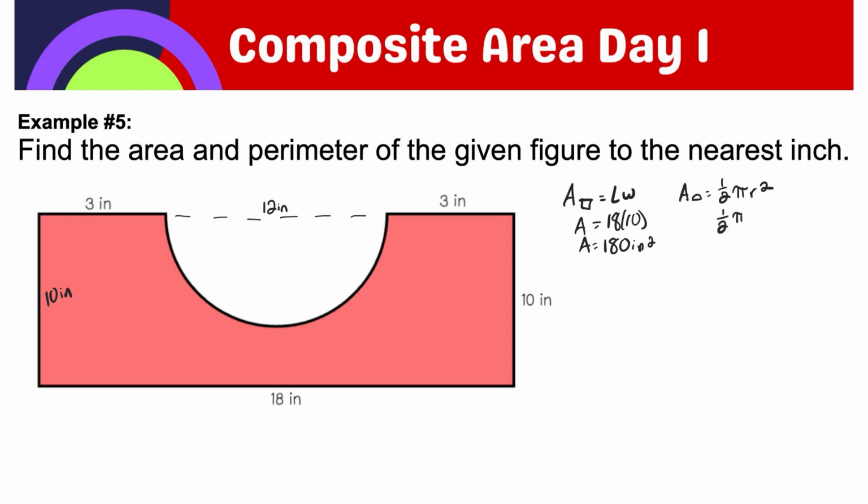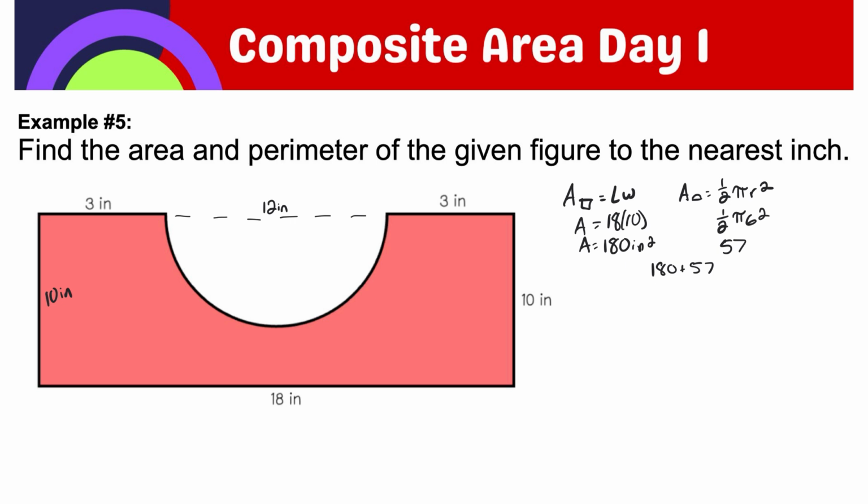Half pi. Now again, this is the full distance across the semicircle, so halfway across means the radius would be 6. 6 squared. And it says to the nearest inch, so we're going to type all of this into our calculator and make it do all of the work for us. When we do that, we end up getting an area of about 57 inches because it says to the nearest inch. And you're going to add these two numbers together.